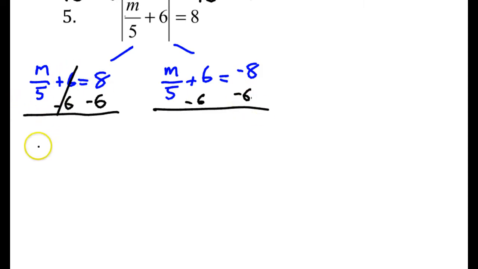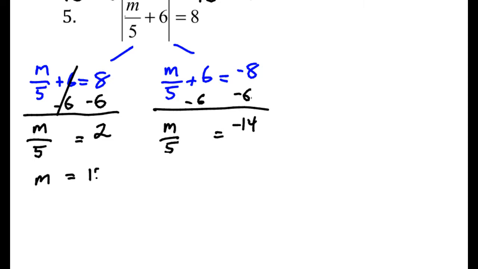All right, so it cancels out. We'll have some number divided by 5 is equal to 2, and some number divided by 5 is equal to negative 14. Okay. All right, what number divided by 5 is 2? Hopefully you'll come up with 10. 10 divided by 5 is 2. And of course show that by multiplying both sides by 5. 5's cancel. 2 times 5 is 10.